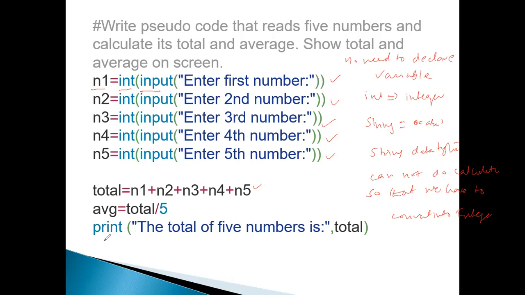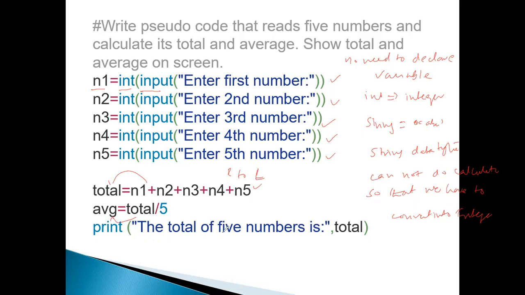And then you can write the command to show the value, print, the total of 5 numbers is, okay. Whatever calculation is being done on the right side will be assigned to the variable total on the left side. So assignment activity is always done from right to left. Same like total over 5, which stores the value in average.